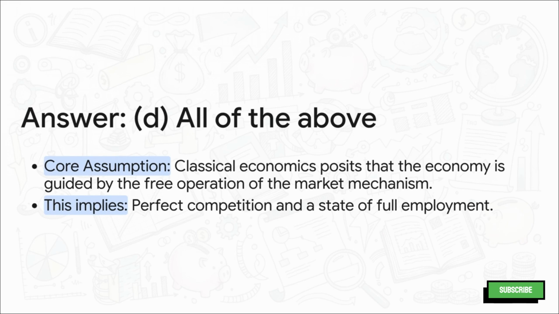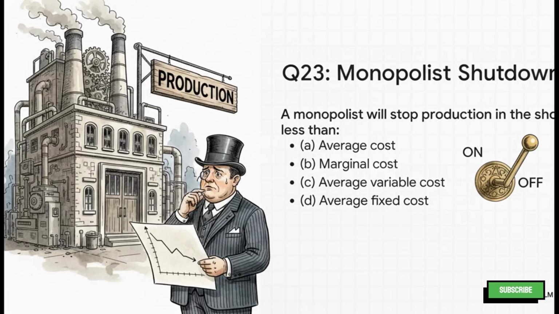The classical theory is built on the whole idea of a self-regulating market, and that core belief rests on 3 key pillars: that the market has perfect competition, the economy naturally moves towards full employment, and that the government should not intervene at all.